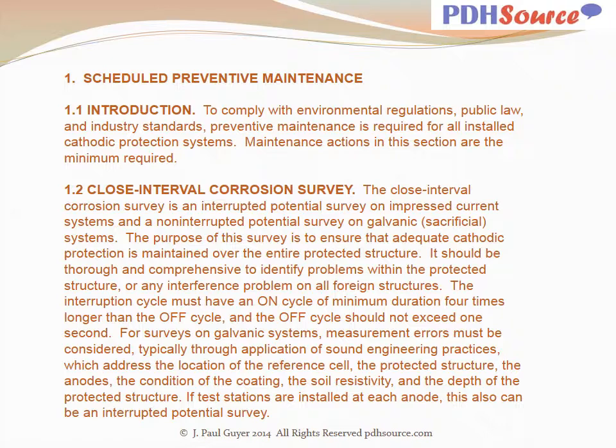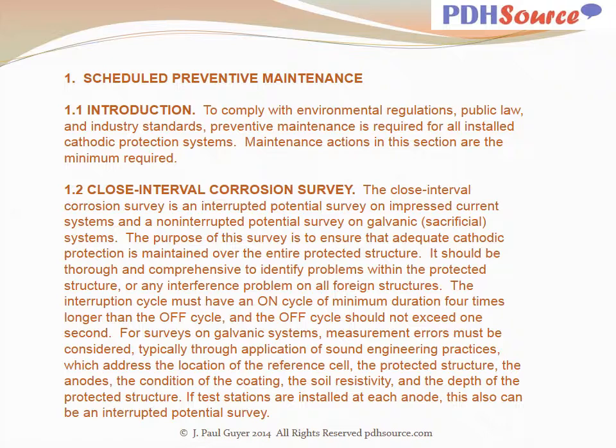The purpose of this survey is to ensure that adequate cathodic protection is maintained over the entire protected structure. It should be thorough and comprehensive to identify problems within the protected structure or any interference problem on all foreign structures. The interruption cycle must have an on cycle of minimum duration 4 times longer than the off cycle, and the off cycle should not exceed 1 second.